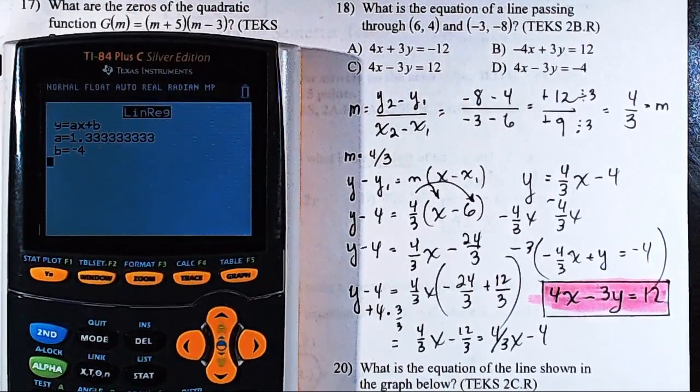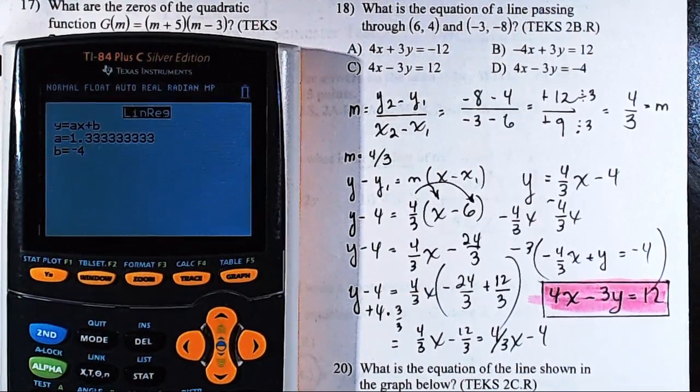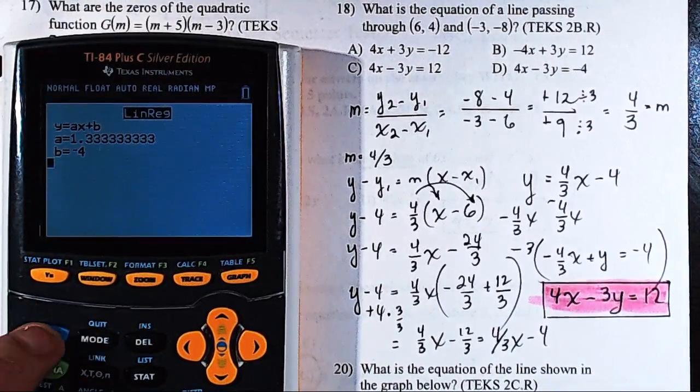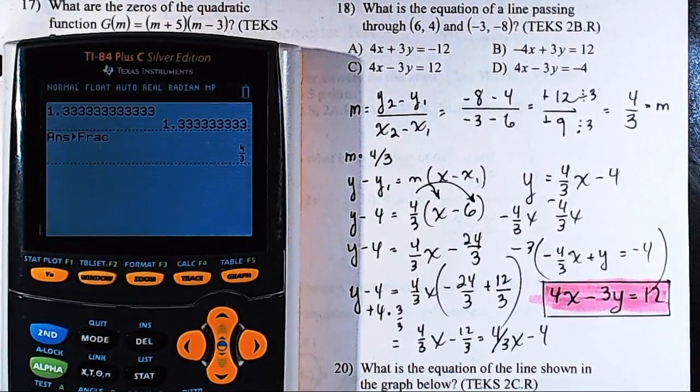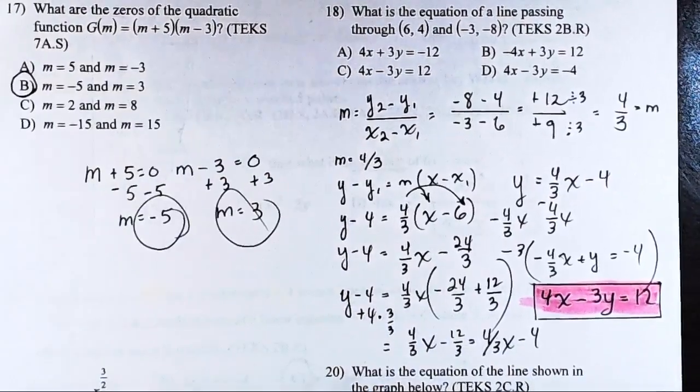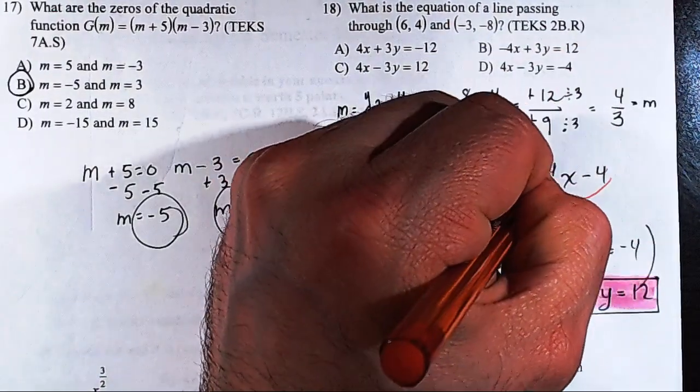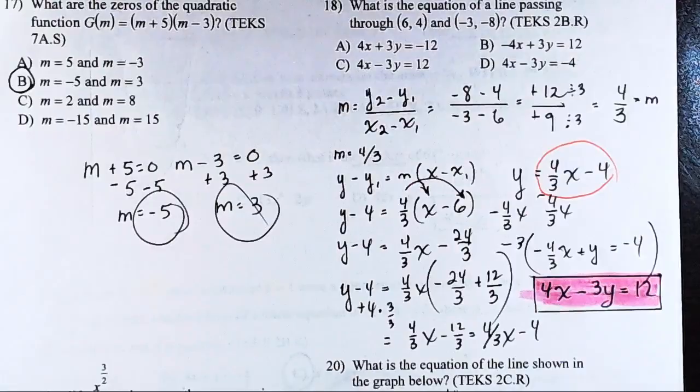And you're given 1.33333 minus 4. Now see, I don't know about you, but now I've got to convert 1.33333 into a fraction, right? So how do y'all do that again? Math frac, 4 thirds minus 4. 4 thirds x minus 4. Well, now I'm here. So I guess it did save us some time to get there.